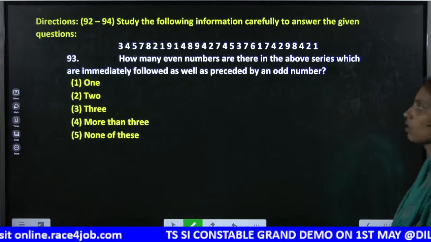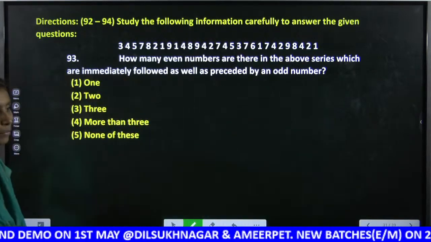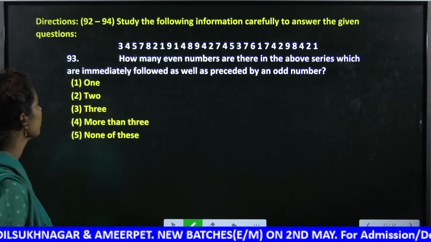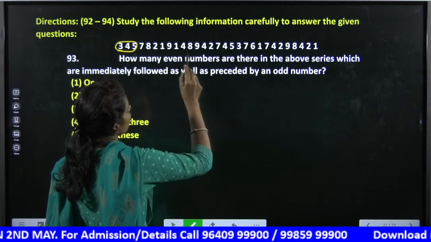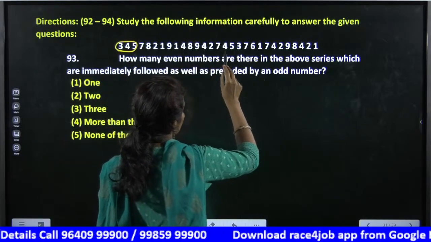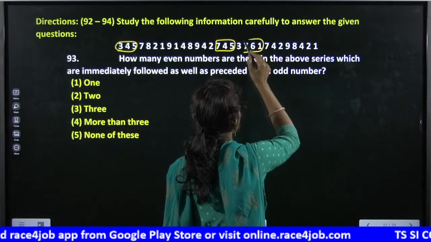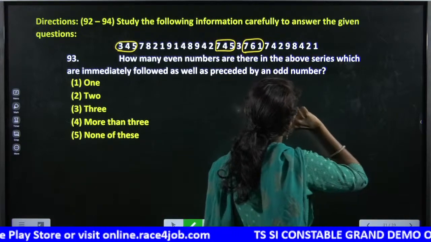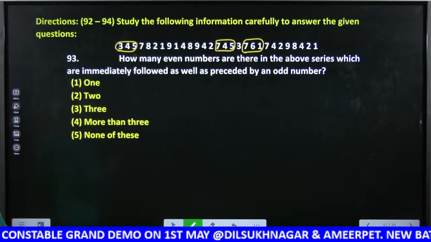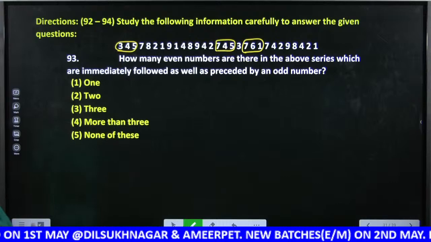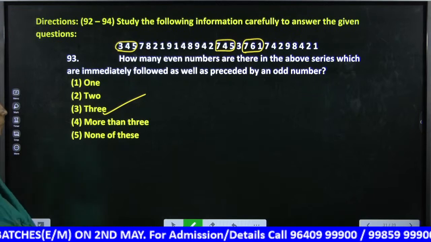Next. How many even numbers are there in the above series which are immediately followed as well as preceded by an odd number? Here they mentioned 4. Even number: before and after the even number there should be an odd number. Okay, here we have even, odd, even, odd. That's all. Only 3 even numbers which are followed as well as preceded by an odd number. It is the third option.